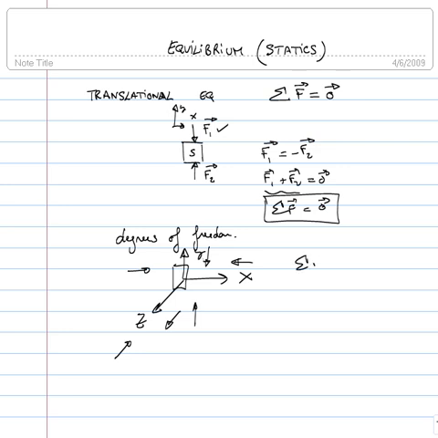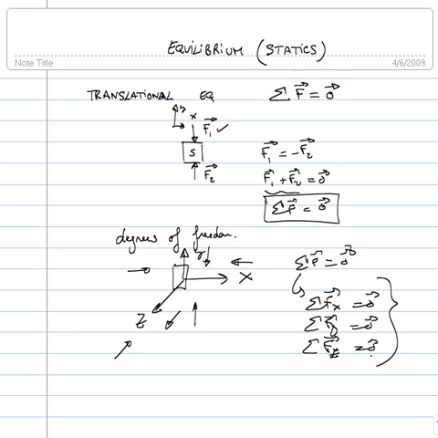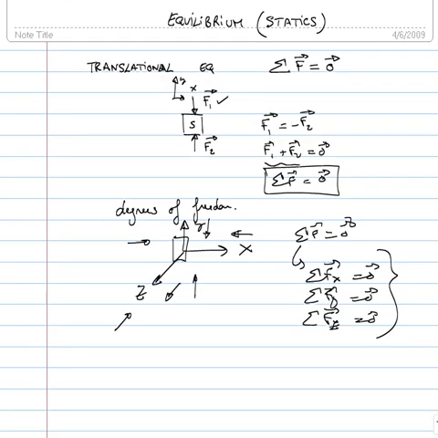And in this case, we are all familiar with this, which can be rewritten as the sum of the forces in the x, the sum of all the forces in the y, and if you're working in 3D, the sum of all the forces in the z direction must be equal to 0. So this was what we've been using for translational equilibrium.